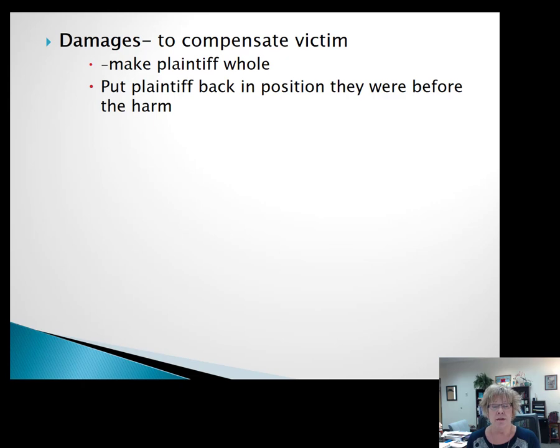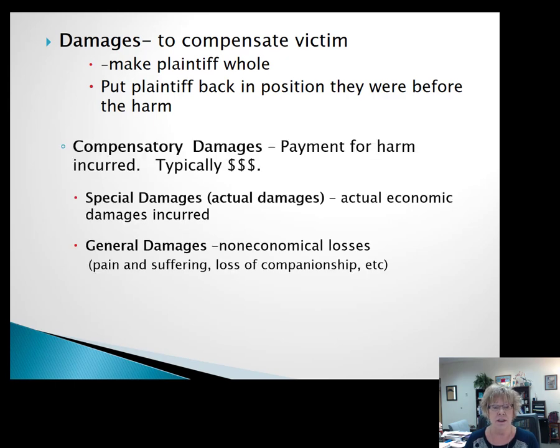We want to make the plaintiff whole again, i.e., putting the plaintiff back in the position they were in before the harm occurred. So in that case where a person ran into your car, you want your car repaired. If you had some whiplash and you had to go to the doctor, you want your bills paid. If you had to miss work, you want to be compensated for those days you were not able to go to work. So we were trying to put the plaintiff back in the position they were in as best as possible before all of that harm occurred. Now, because these damages are to compensate the victim, we call these compensatory damages.